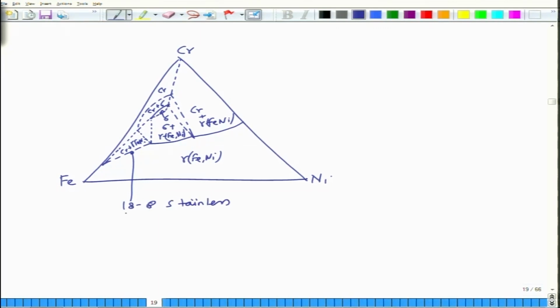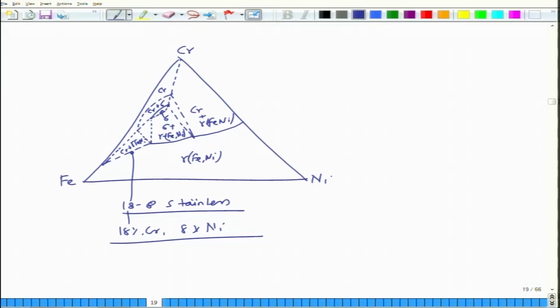which is corrosion resistant as well. Basically, 18-8 is 18% chromium and 8% nickel. So it's an austenitic stainless steel, which has high corrosion resistance and high toughness, and it's very useful for a lot of practical applications.